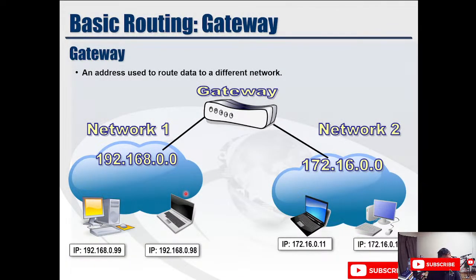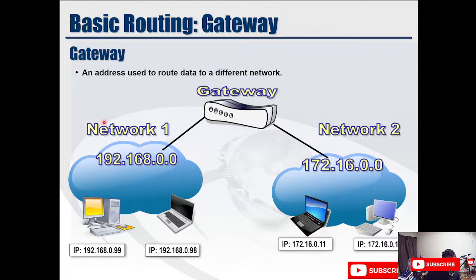So in routing, we need to have a gateway. Like, for example, gateway to heaven, di ba? Si San Pedro. So meron din tayong gateway sa routing, no, sa internet. So it is an address used to route data to a different network. So we have this gateway.